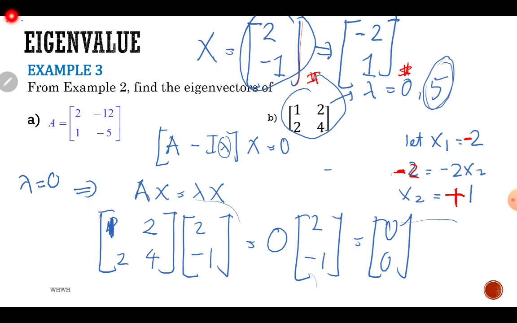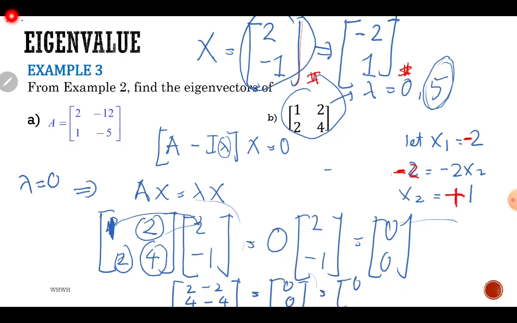Let us work out on the right hand side. Kita akan dapat 2 darab tambah dengan 2 tolak 2. Okay, and then here 2 darab dengan 2 is 4, darab dengan 4 tolak 1 is tolak 4. So, see, dapat 0, 0, samalah dengan right hand side 0, 0. So, left hand side is equals to right hand side.